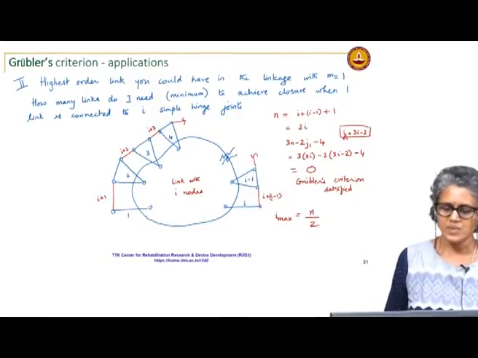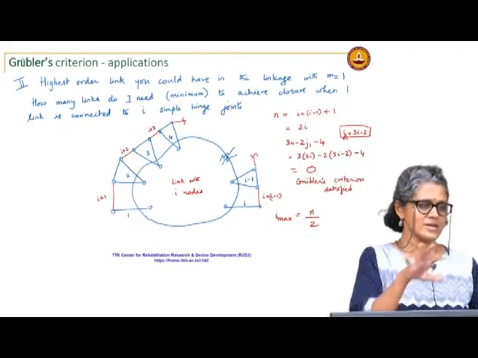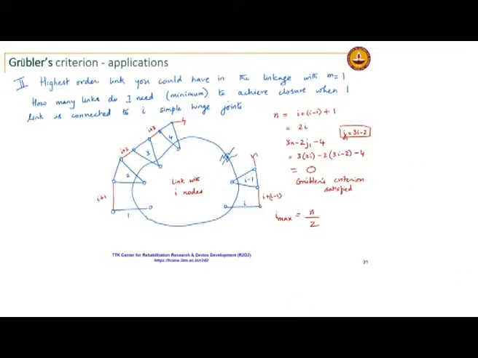Okay. So, this form of the Grubler criterion gives you these additional insights, which we will use when we look at the next application, which is basically number synthesis. So, number synthesis is essentially finding the number of links and the order of the links that you require in order to make a mechanism with a certain mobility.